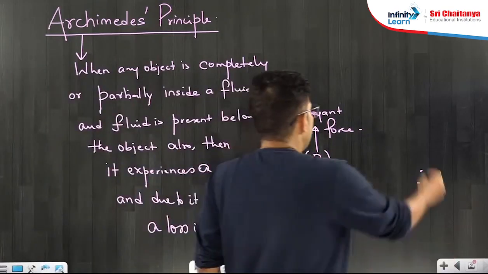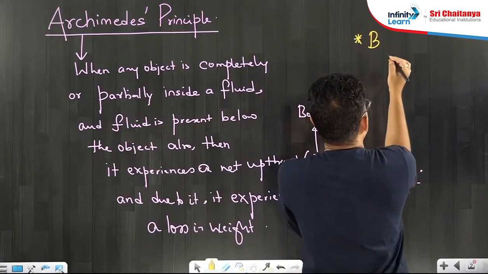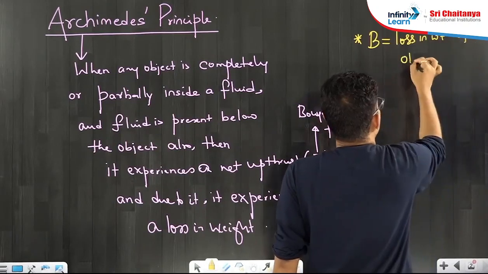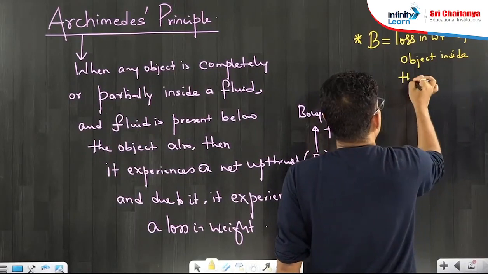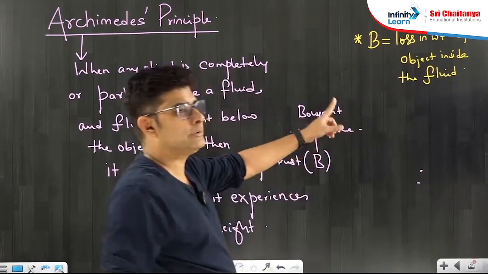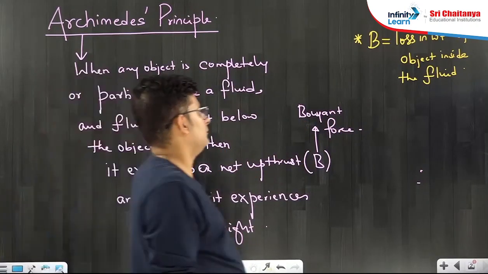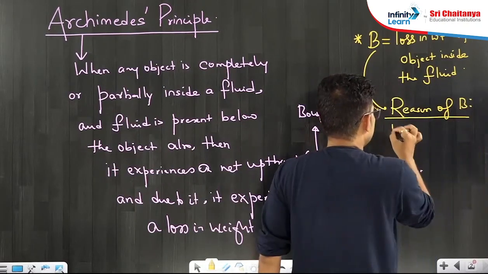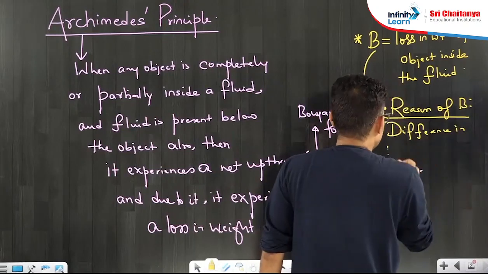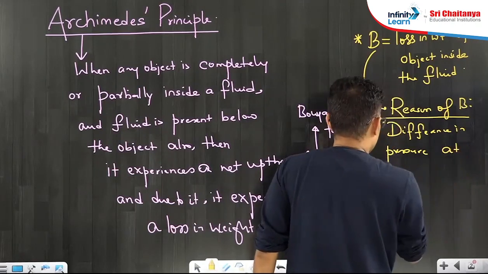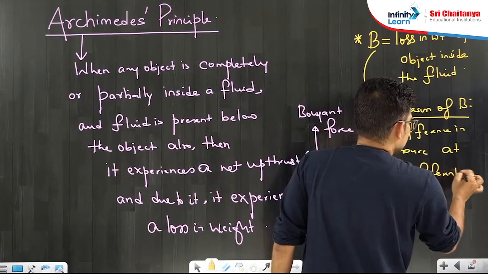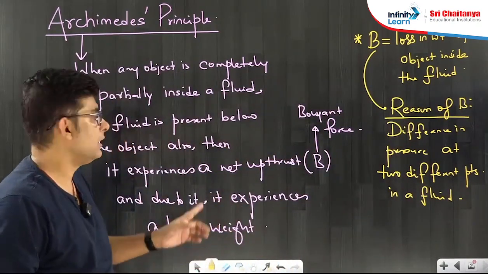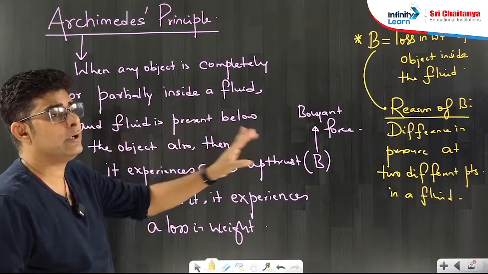Clear? So here the expression for buoyant force is equal to the loss in weight of the object inside the fluid. So the loss in weight of the object inside the fluid is buoyant force. Now, what is the reason? I told you the reason of buoyancy is simply the difference in pressure at two different points in a fluid. So due to difference in pressure, the net force which is acting upwards, that we call the buoyant force.